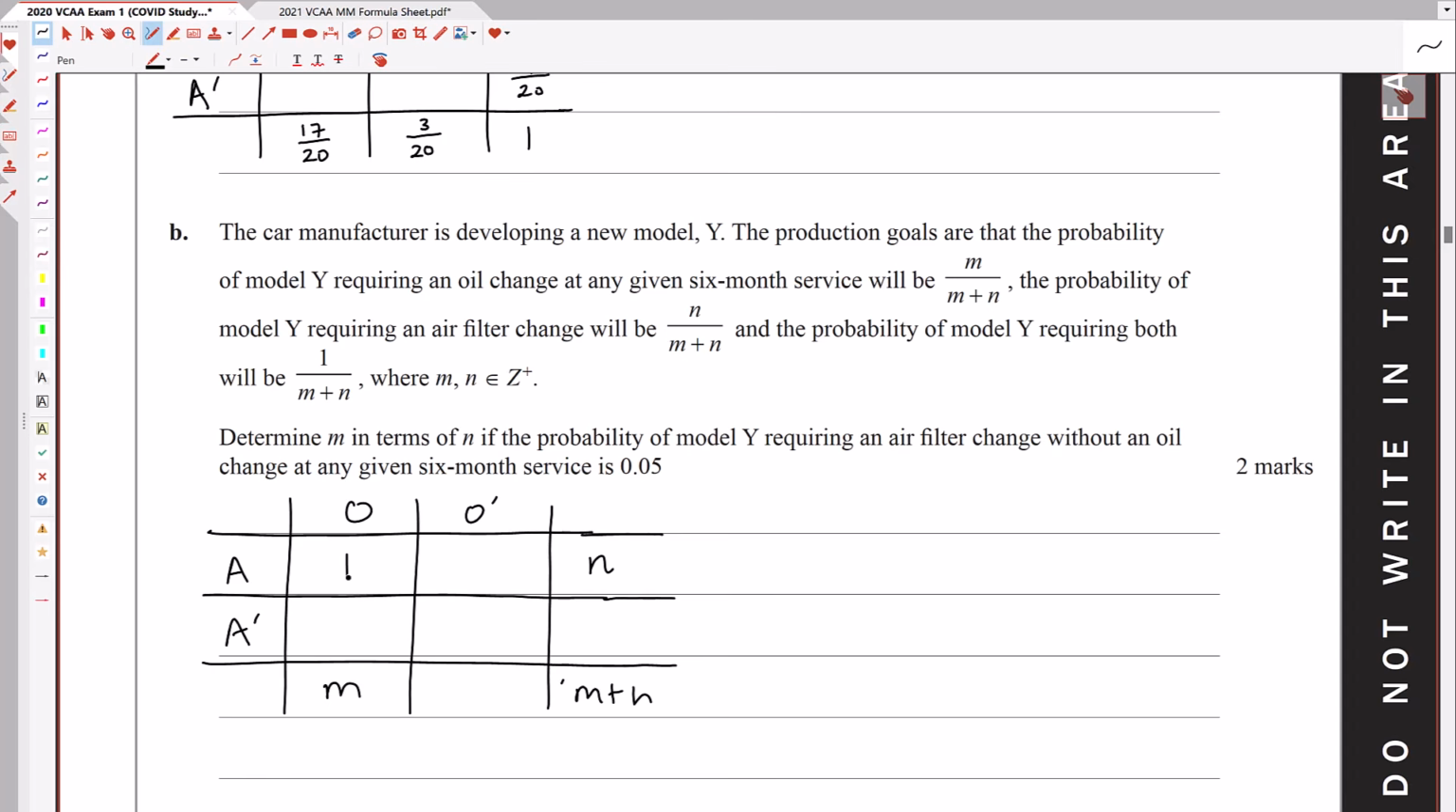So let's focus on what we're trying to find though. Determine m in terms of n if the probability of model Y requiring an air filter change without an oil change. So yes, air filter, no oil change. So it's the same one we found previously. It's this box up here we're interested in again. And it's really easy here to see that this is n minus 1, and we don't have to worry too much about subtracting fractions. So therefore, the probability of an air filter change and not an oil change is going to be n minus 1 over m plus n. Okay, and we know that that has to be 0.05.